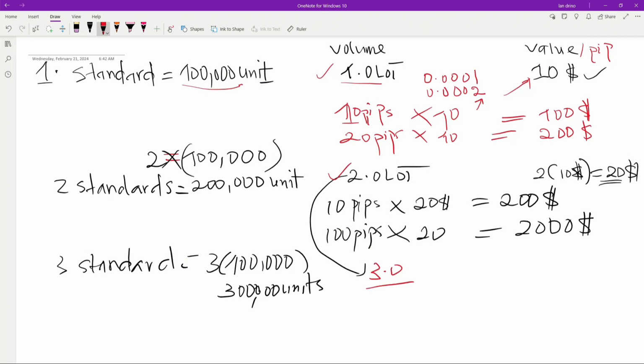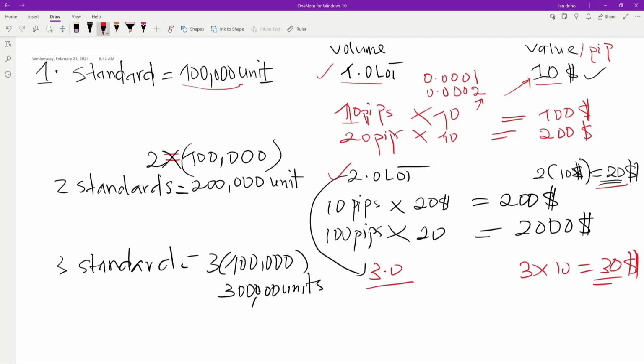Now, what is going to be the value per pip? If the value per pip for one standard is $10, so the value per pip for 3 standards is going to be 3 times 10, which is equal to $30. So anytime the market moves by a single pip, you are going to be making $30 instantly, just like that. So one standard is $10, 2 standards is $20, 3 standards is $30.